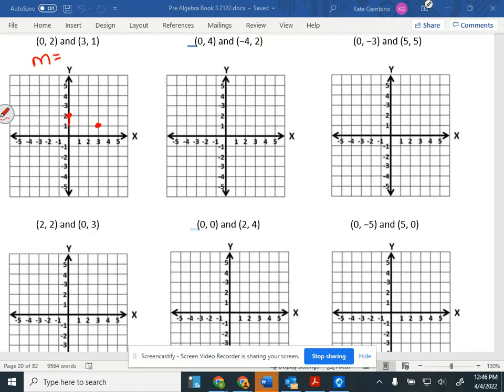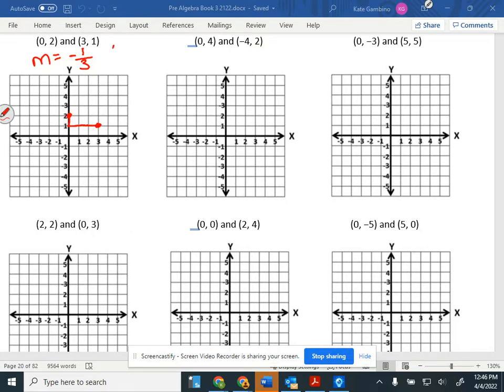If I go down 1, what important thing do I need to remember? Put in a negative. Yeah, it's going to be a negative because I went down. So down 1. And what is my run? How many over do I go? 3. So it'll be negative 1/3 for my slope.